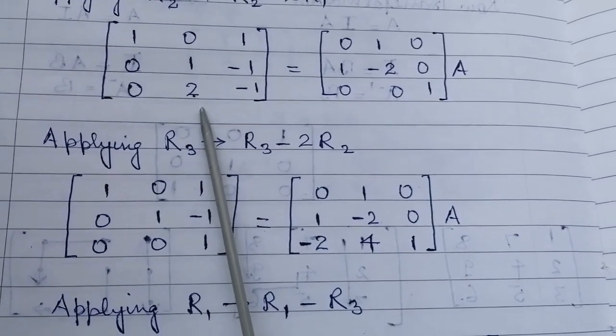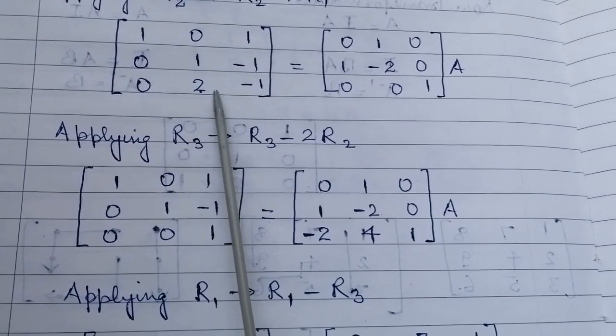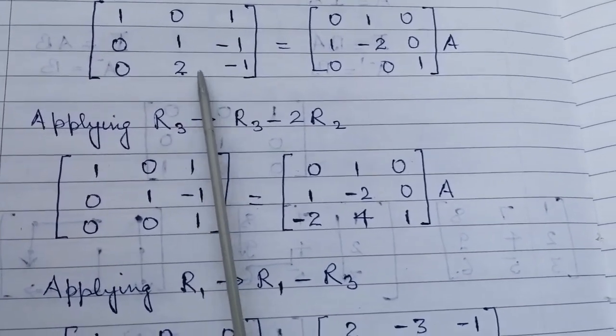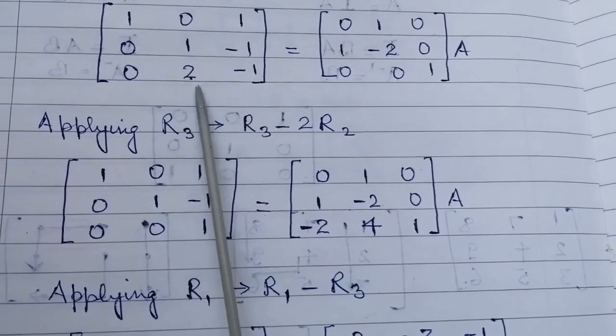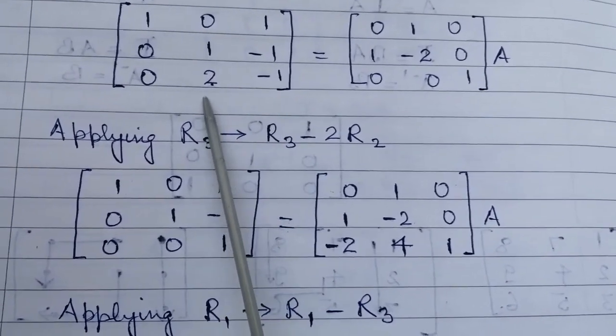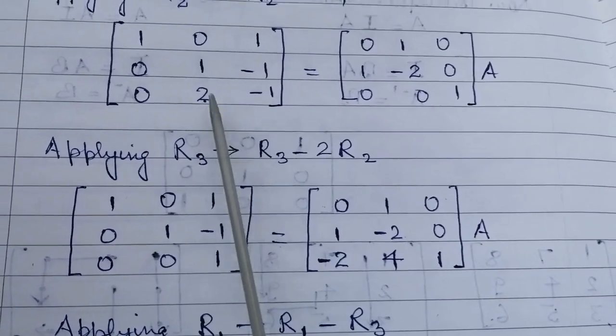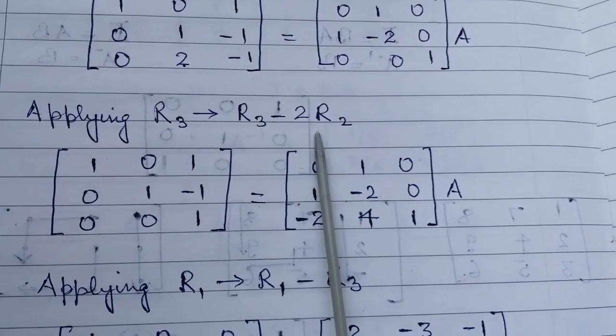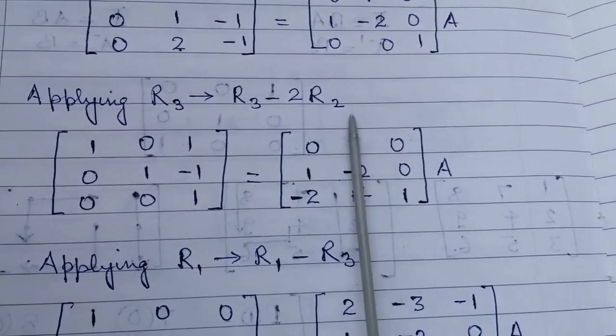You don't have to check for other elements. You just follow the number which I have given, 1, 2, 3, 4, 5, 6, and try to make that element whatever we need, 0 or 1, right? So here I need 0. So 2 minus 2 should be 0. So applying R3 is equal to R3 minus 2R2, right?